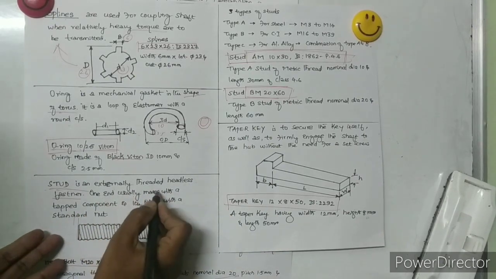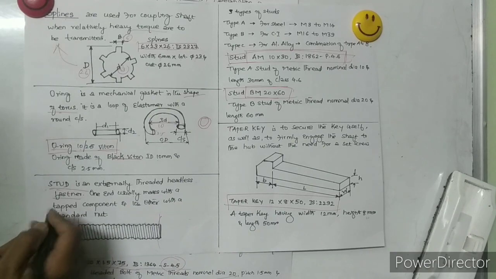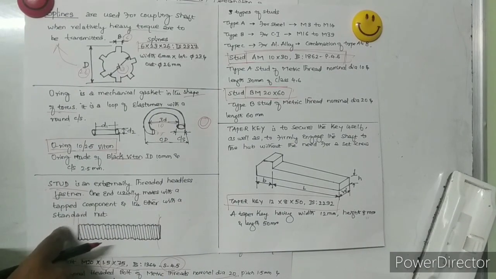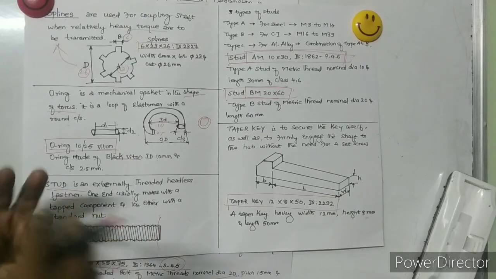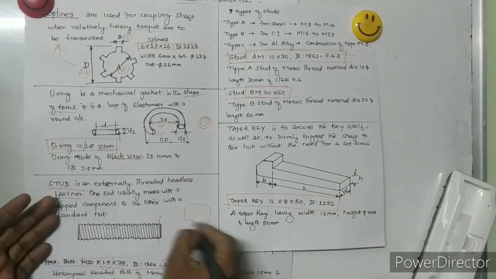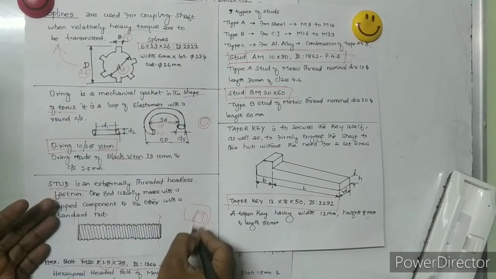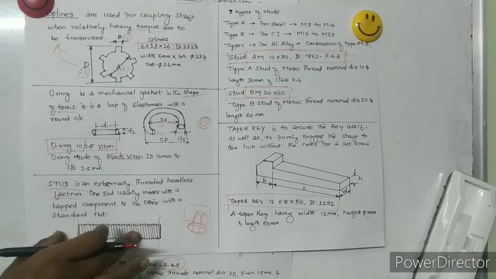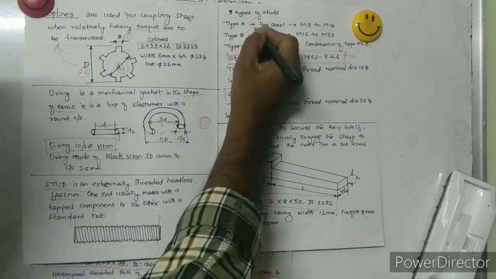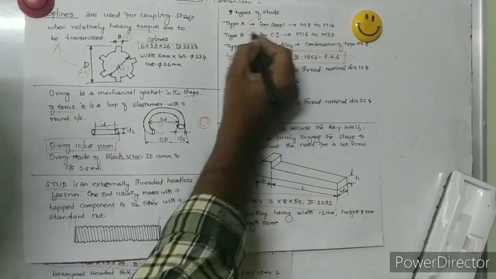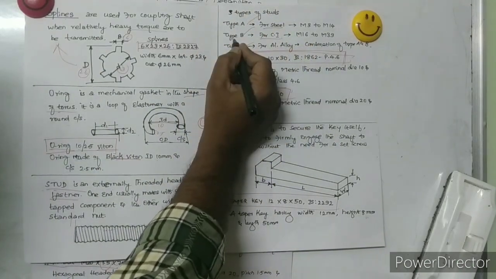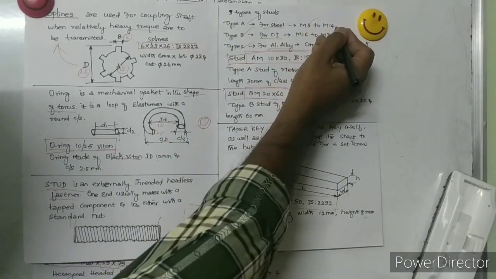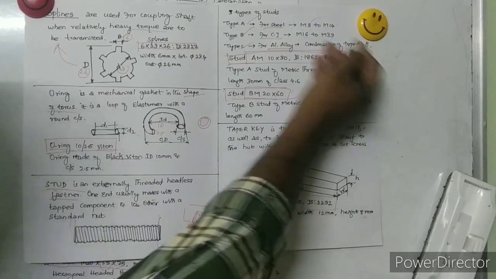One end usually mates with the tapped component, the internally threaded component, and the other end is with a standard nut. One end goes into the component having internal threads, the other will have a nut. For that purpose we use a stud. You will get type A, type B, type C. For steel you use type A, for cast iron you use type B, for aluminum alloys we use type C. That is M3 to M14, 16 to 39, a combination of A and B.